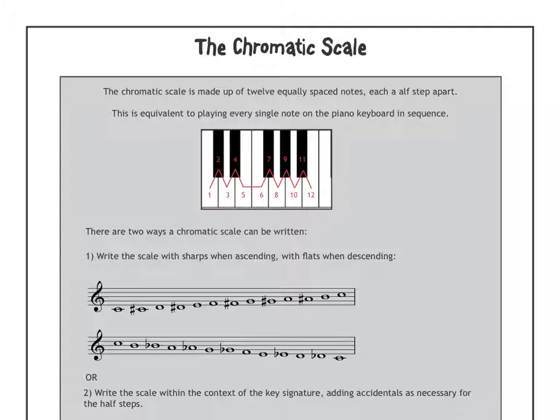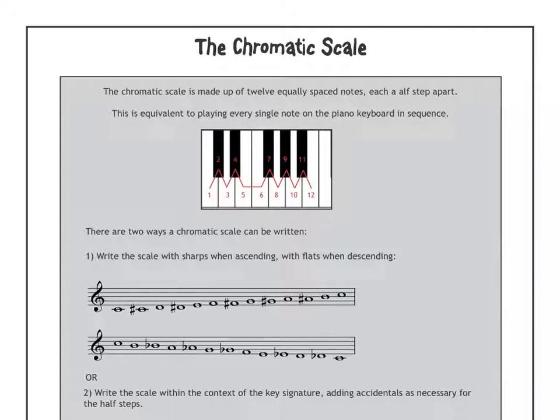Okay, this one again should be an easy lesson. I'm sure by this point in your musical career you've all seen and or heard and or played a chromatic scale. So this really is a formality, but a chromatic scale is made up of 12 equally spaced notes, each a half step apart, and this is equivalent to playing every note on the piano keyboard in sequence. You're simply moving up by half steps and you're playing every single note on the keyboard or on your instrument, as the case may be.